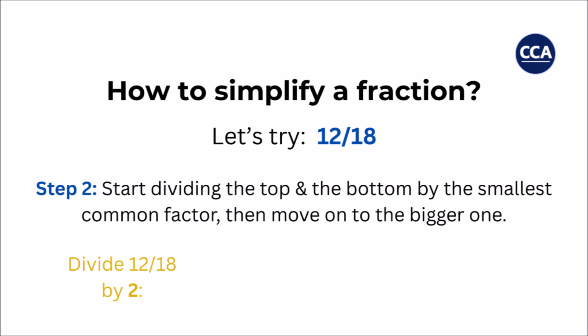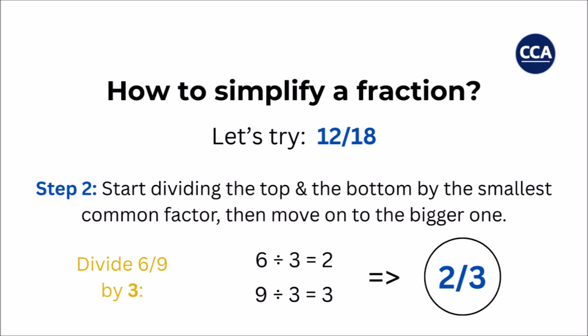So, let's start dividing by 2. 12 divided by 2 is 6. And 18 divided by 2 is 9. Now, we have a new fraction. 6 over 9. Is this the simplified form of 12 over 18? No. So, let's divide this new fraction by the next common factor, which is 3. 6 divided by 3 is 2. And 9 divided by 3 is 3. Now we have our most simplified fraction.